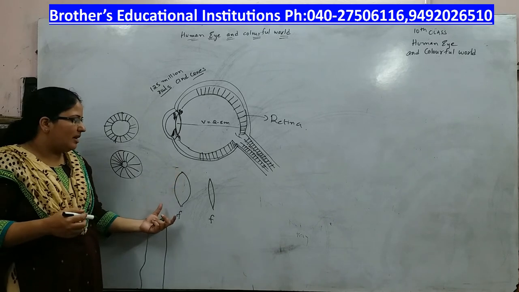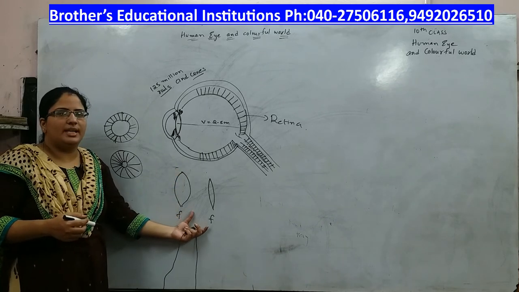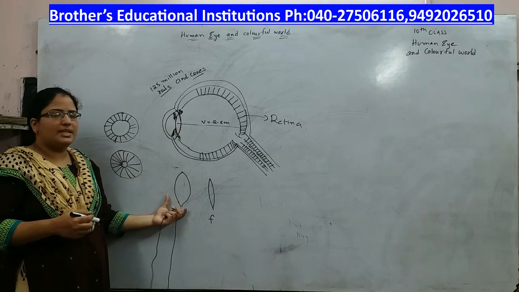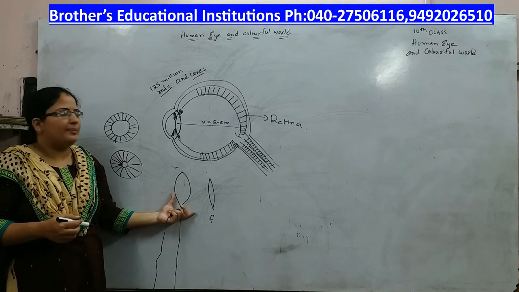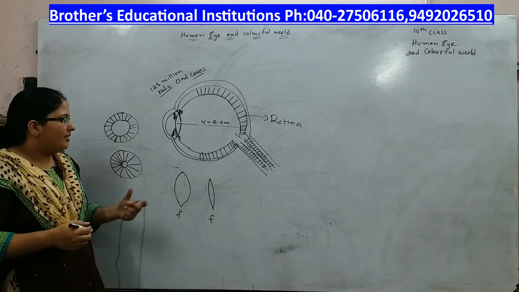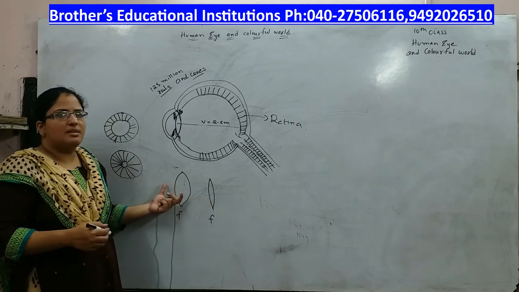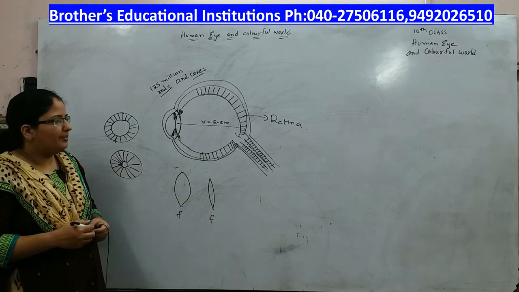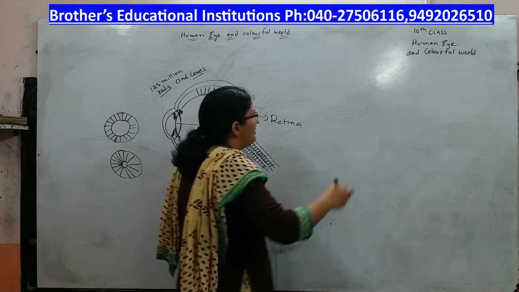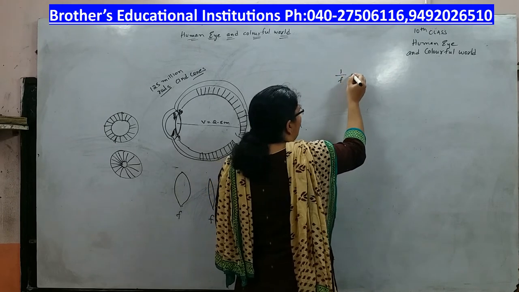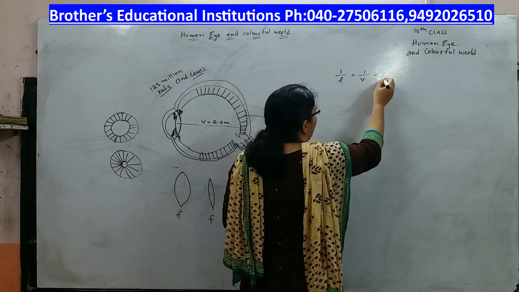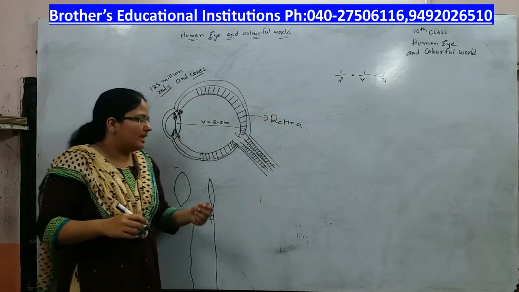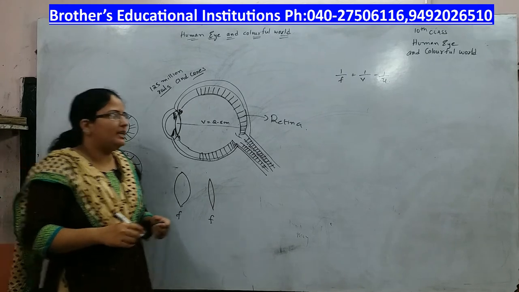I hope you understood the changing of focal length by the ciliary muscles of the convex lens that is present in your eye. Now, if our focal length is changing, what is the maximum focal length and what is the minimum focal length? That we shall find now. You have the lens formula 1 by f is equal to 1 by v minus 1 by u. What is the maximum distance of the object that the eye can see? Let us say the object is at infinity.